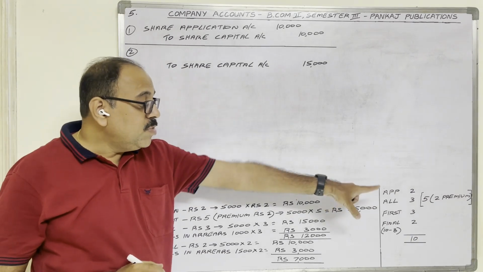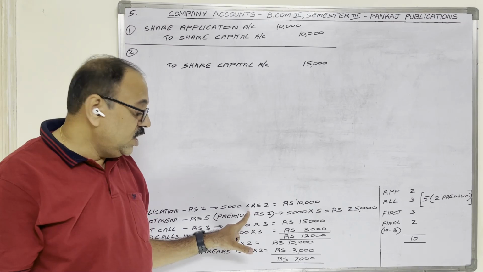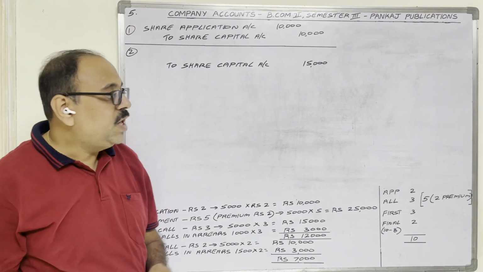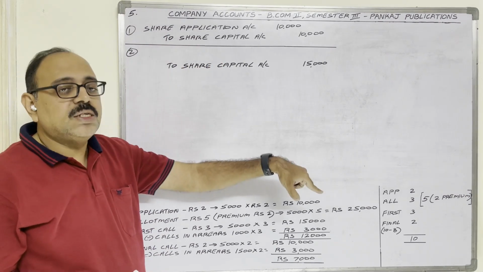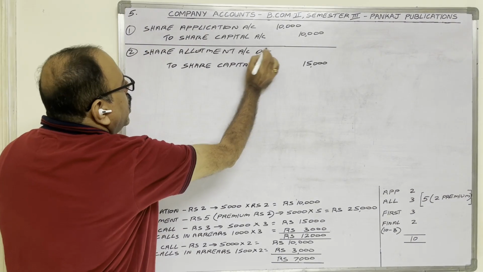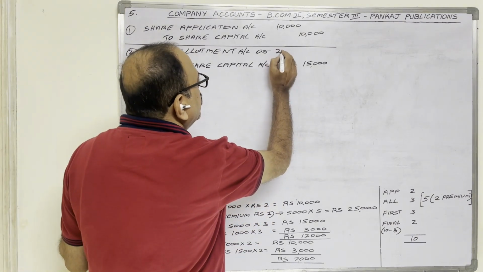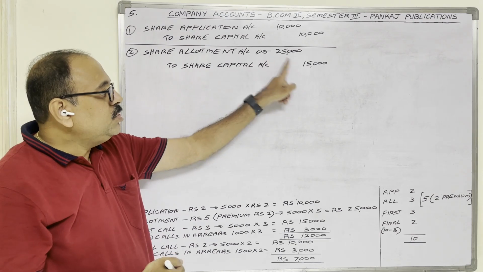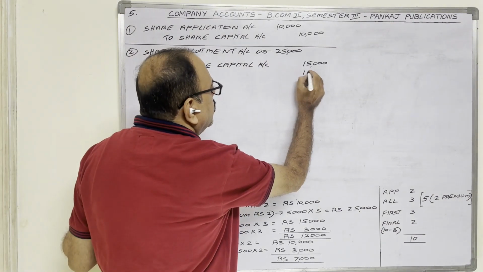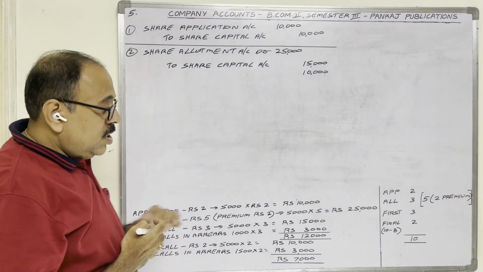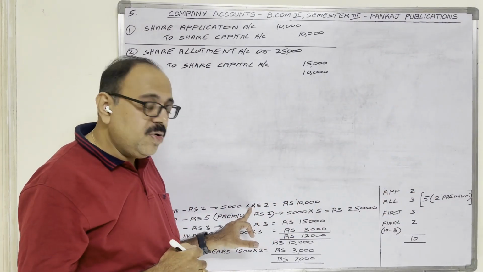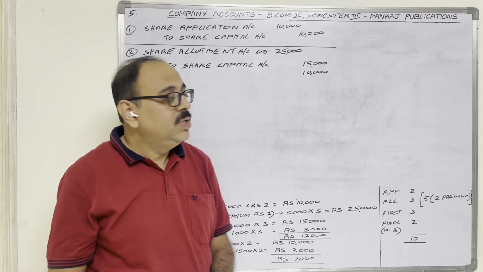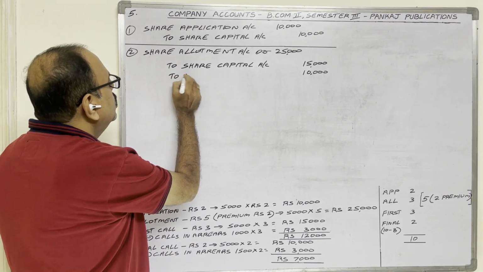But from applicants, how much money should come? 5 rupees into 5,000, 25,000. So applicants are debtors for 25,000. Debtor is an asset. Asset shows a debit balance. Therefore, applicants' names we have to debit. Instead of writing applicants' names, we write share allotment account debtor. In this 25,000, 15,000 actual allotment money we are transferring to share capital account. Then the remaining 10,000 is the share premium amount. On one share 2 rupees, on 5,000 shares we are collecting premium: 5,000 into 2 rupees, 10,000. This 10,000 we have to show with a separate account name, that is share premium account. So for 10,000 we write to share premium account.